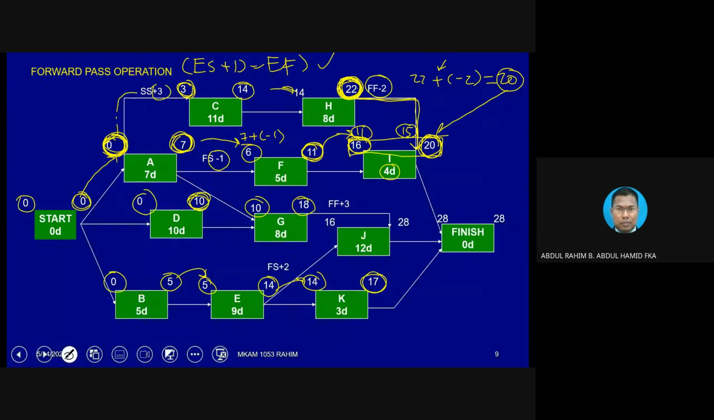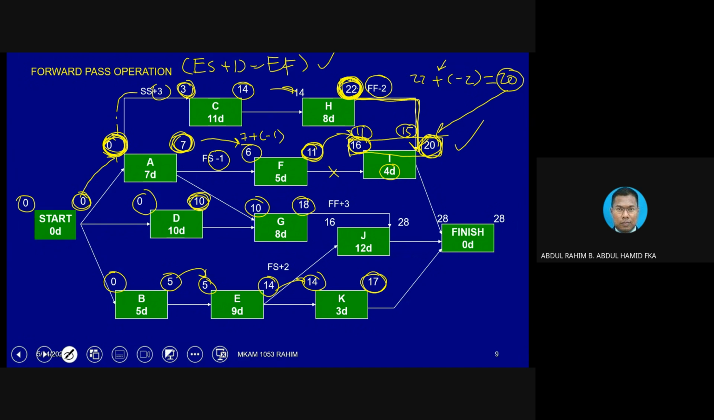Which one is the bigger value? Of course, this one. So that's how 16 and 20 will be locked inside this activity I. And this line here is the dominant line, not the one from F. F is not the dominant line because it gives a smaller value. That's how we evaluate what we call the arrow relationship that goes into one particular activity.